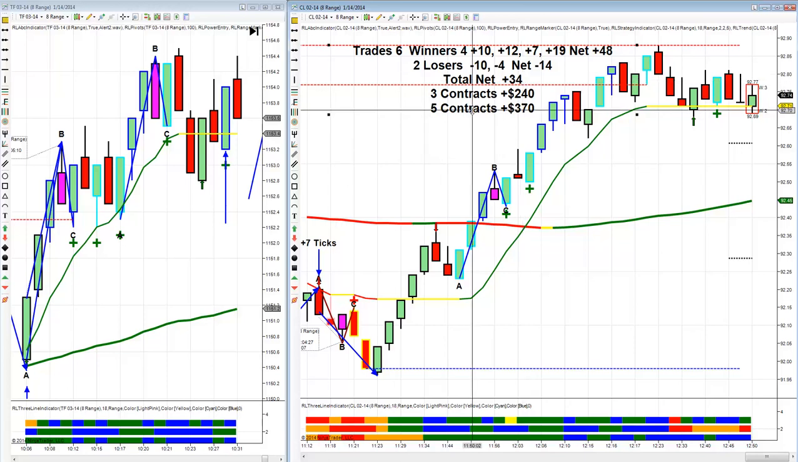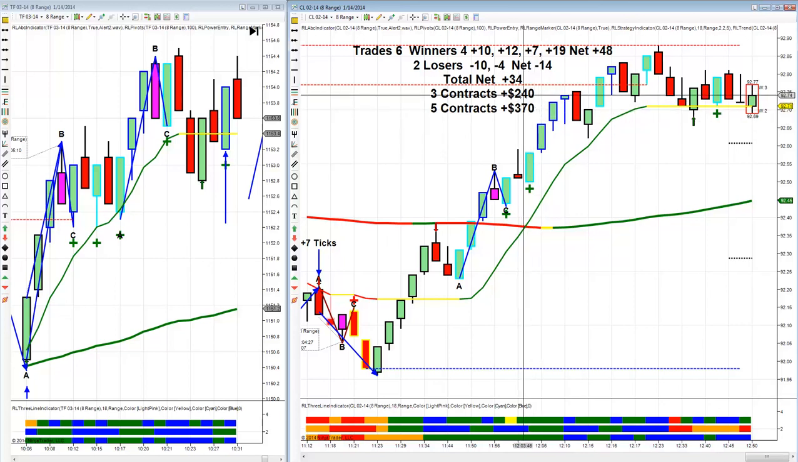Remember, this is for educational purposes only. This is for demonstration purposes only. But if you were trading on sim, you would have made $240 on 3 contracts. On 5, you would have made $370. And again, that's a first target of 6 ticks on crude, first target of 5 ticks on the Russell, second target of 10 on both, then on a 10-tick trailer.